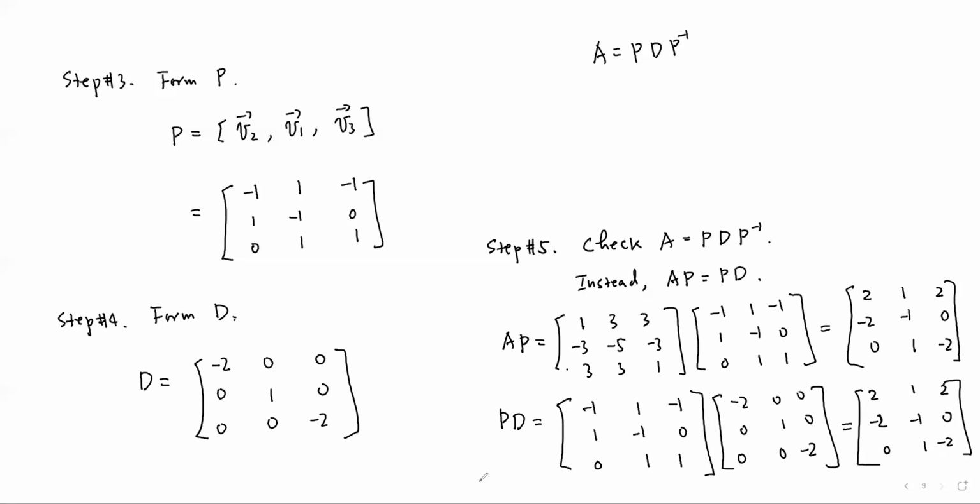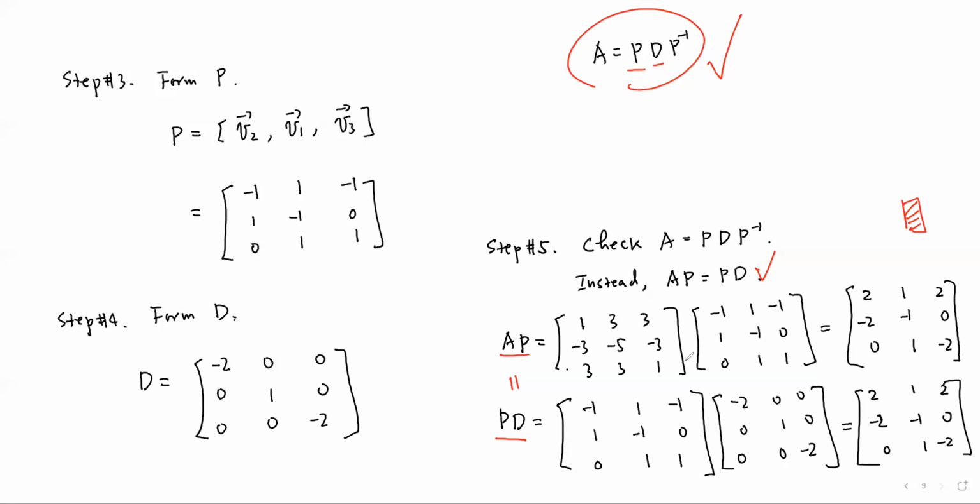Therefore, A times P indeed equals P times D. We have this equation, so my computation above is correct. Done. So we diagonalized the given matrix. I successfully found P and D so that this equation is true. Whenever this equation is true, A is diagonalizable.